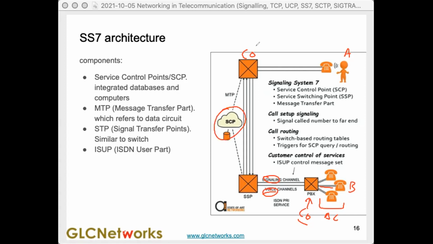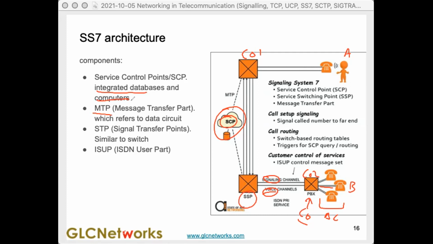So this is CO1, and this can be CO2, and then this is SSP, service switching point. So this is the architecture. In SS7 we have a service control point, or SCP. SCP is an integrated database or computer. And then we have MTP, message transfer part, which refers to the data circuit.